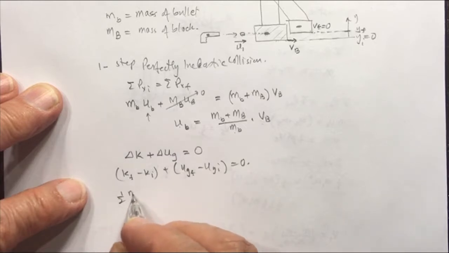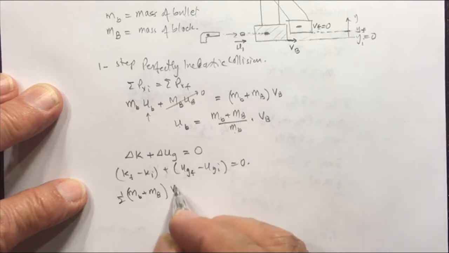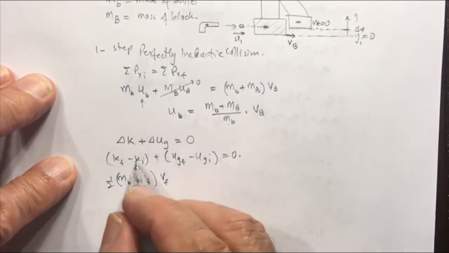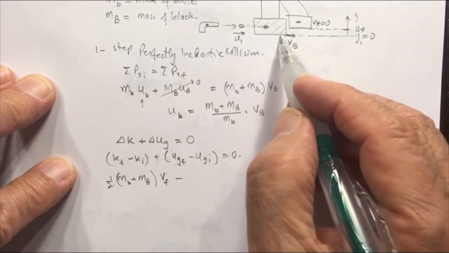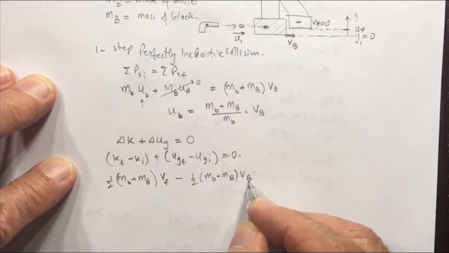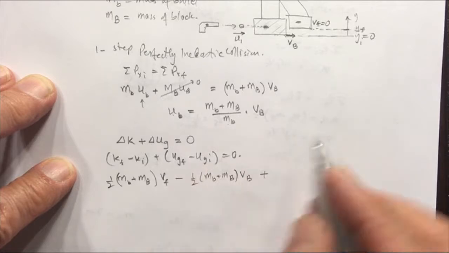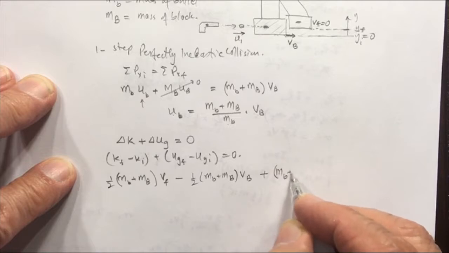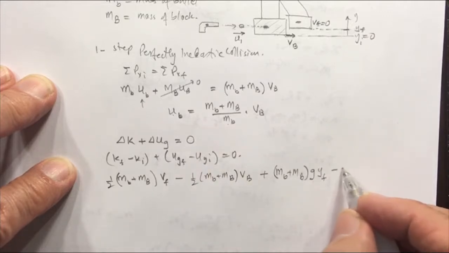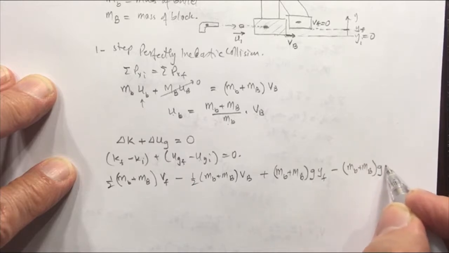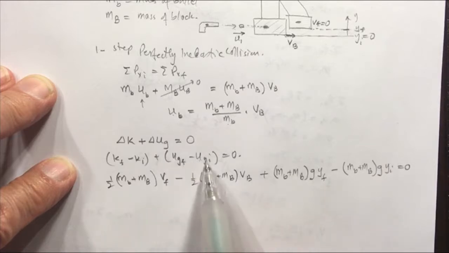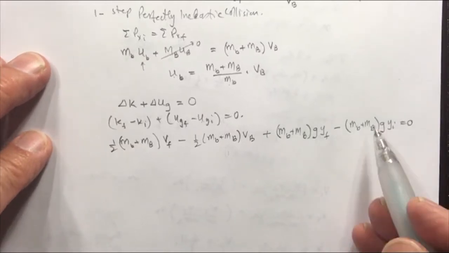K final is going to be half, and the mass is going to be the bullet plus the block, V final, that's the position up here, the initial is going to be this position here as soon as it starts leaving. So it's going to be half mass of the bullet, mass of the block, times VB, which we want to find and put in here, plus the UG final is going to be mass of the bullet plus mass of the block times G times Y final minus UG initial is going to be mass of the bullet plus mass of the block G Y initial, they add up to 0. Now there's no effect of the horizontal motion on the potential energy. It only depends on the Y motion or the displacement in the Y direction. So there's no X component here.